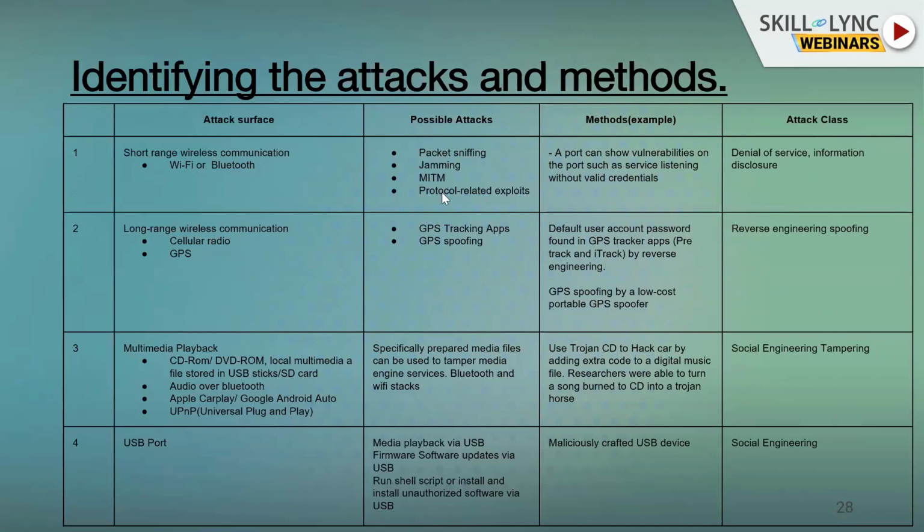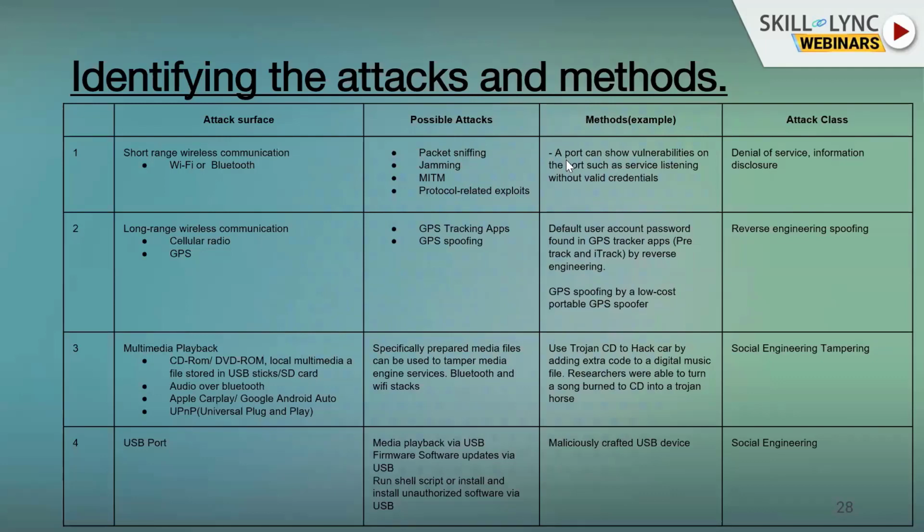Then I will try to understand. Corresponding to the Wi-Fi, there could be packet sniffing, jamming, man-in-the-middle attack, or protocol-related exploits. You have DoIP and everything implemented, diagnostics over IP, so there are protocol-related exploits that could be possible. What could be the method? I will try to understand now, if these are the attacks, what could be the method to do these attacks.